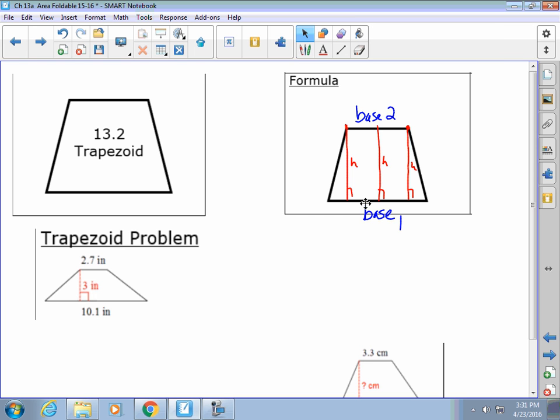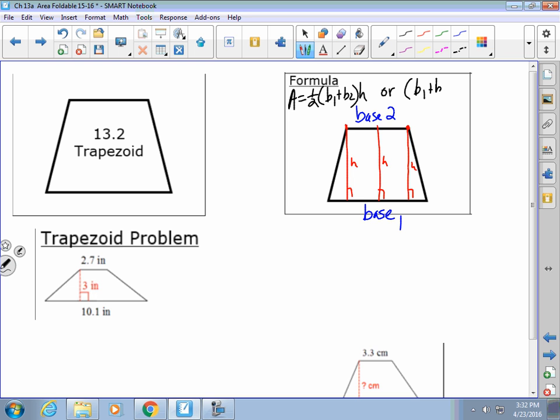And your formula for the area of a trapezoid, on your formula chart, it says 1/2, in parentheses, B1 plus B2, which is our bases, times the height, or do like we've been doing, in parentheses, base 1 plus base 2 times the height, then divided by 2, okay? And then now we're going to apply that formula to our practice problems.